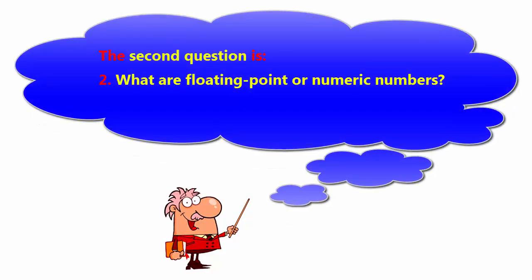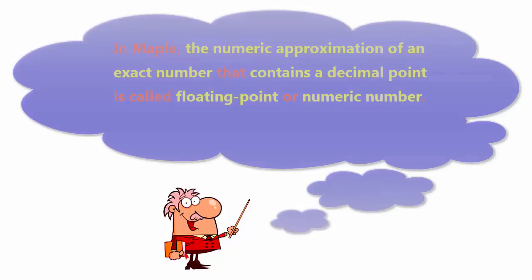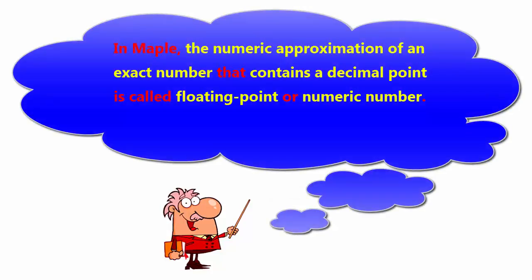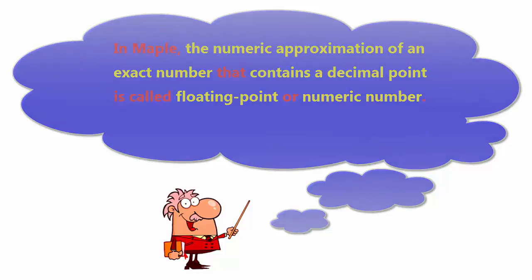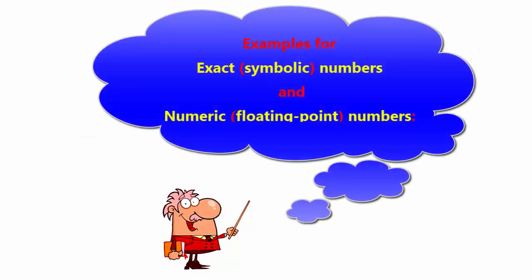The second question is: what are floating point or numeric numbers? In Maple, the numeric approximation of an exact number that contains a decimal point is called a floating point or numeric number. Examples for exact or symbolic numbers, and numeric, or floating point numbers.